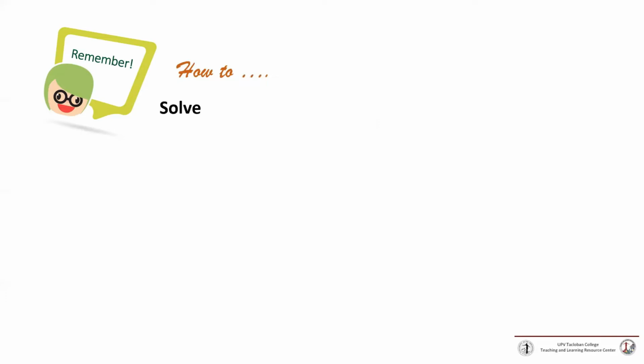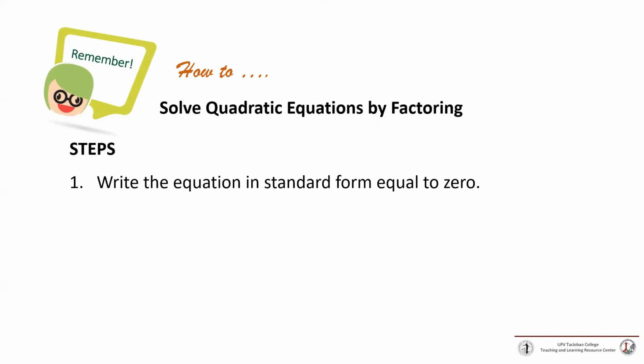We have to remember how to solve quadratic equations by factoring. We have the following steps to follow. First, write the equation in standard form equal to 0. So if we have a quadratic equation and we want to use factoring, we write the equation first in standard form and equate it to 0. Then factor the quadratic equation.